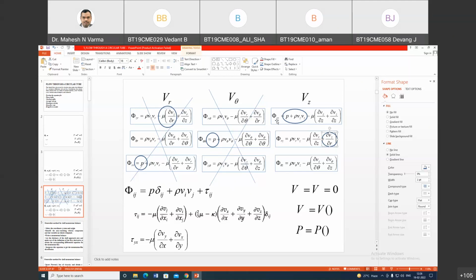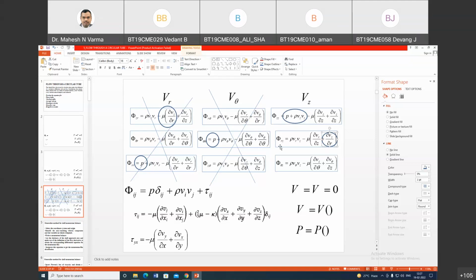Yes, sir. What will it be? 2 pi r, the perpendicular surface area. Sir, it will be 2 pi r into delta r, where delta r is the thickness. Very good. So you are reading from the slide, or do you know this? No, sir, I am doing it myself. Excellent.